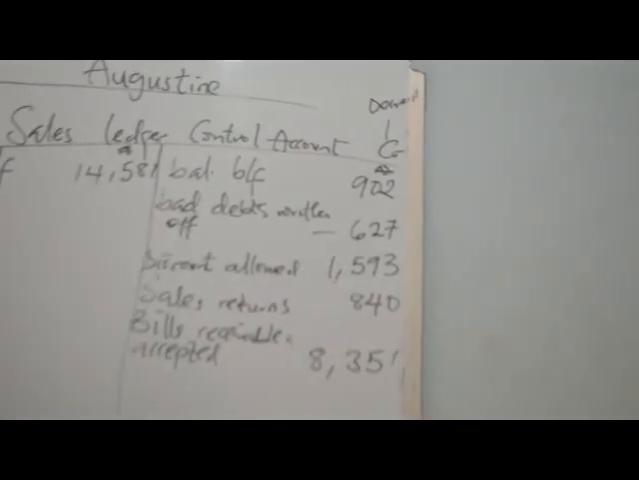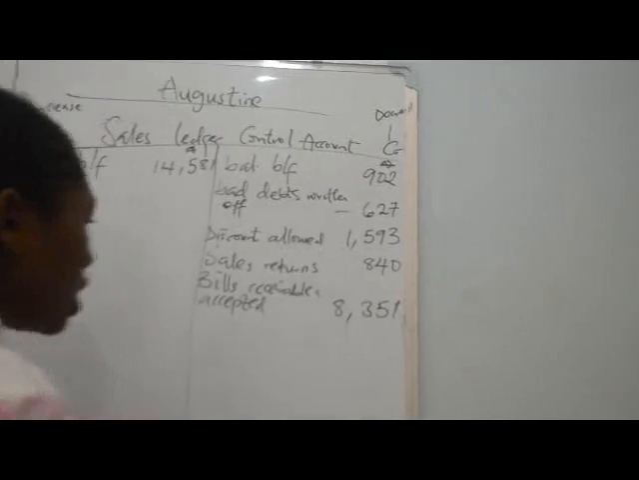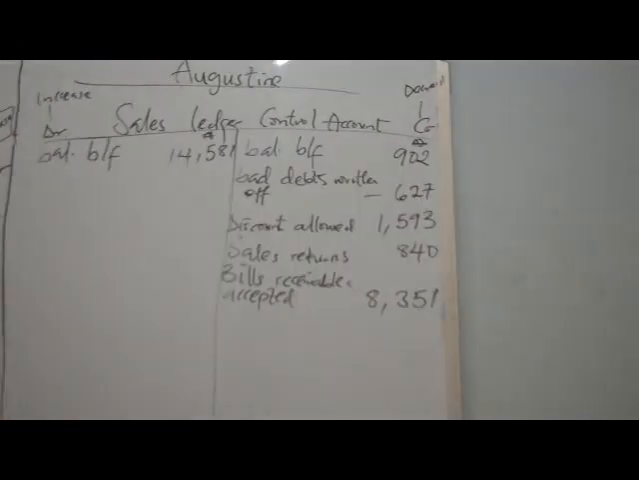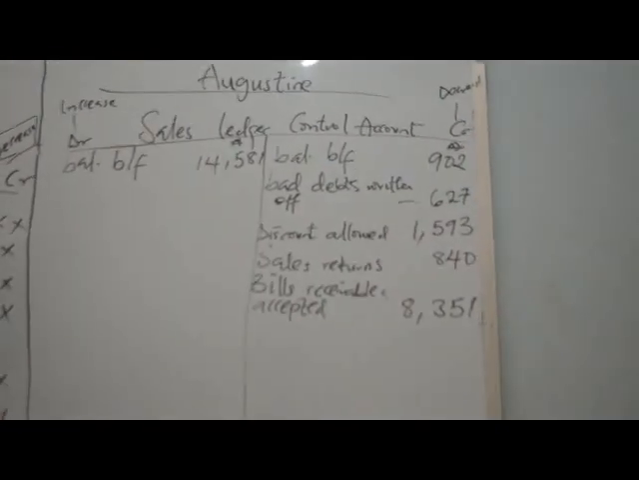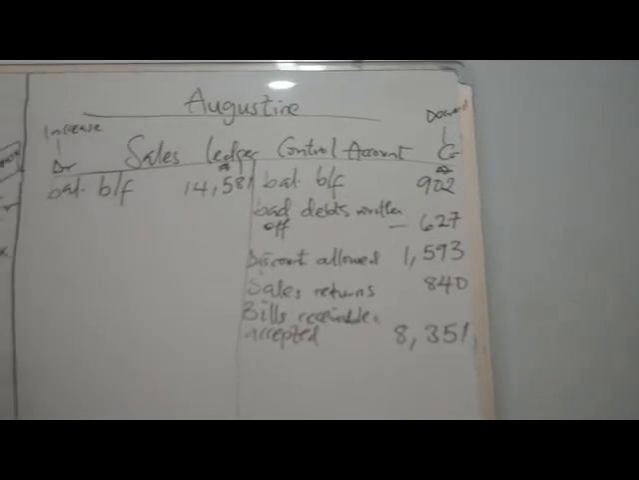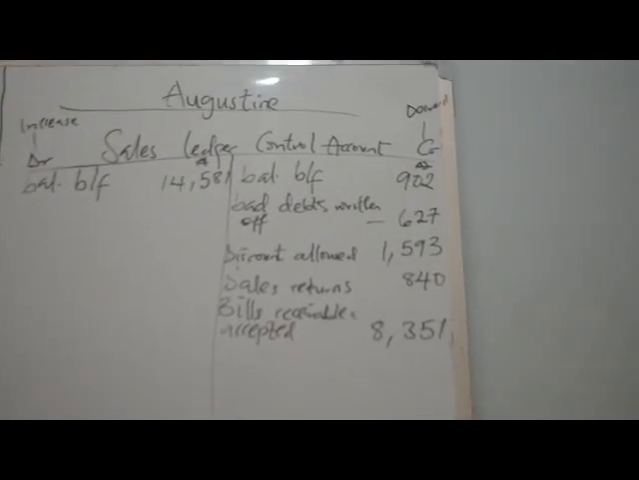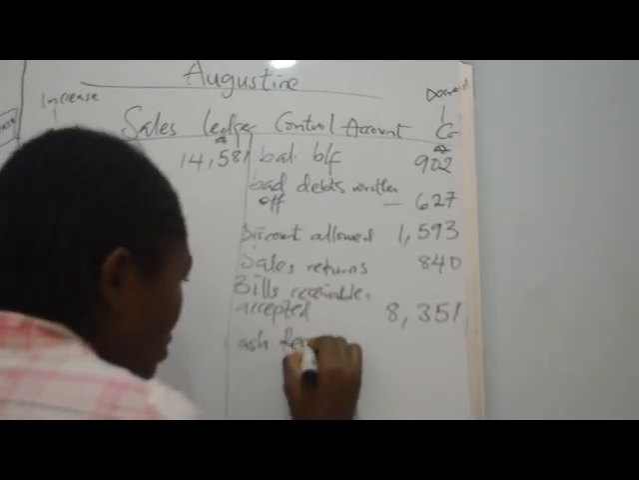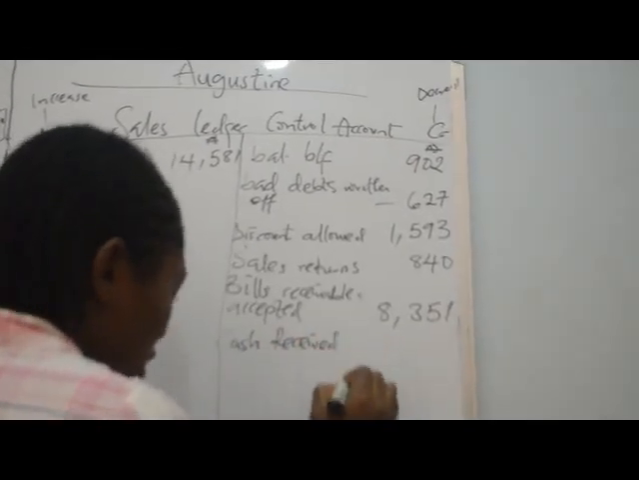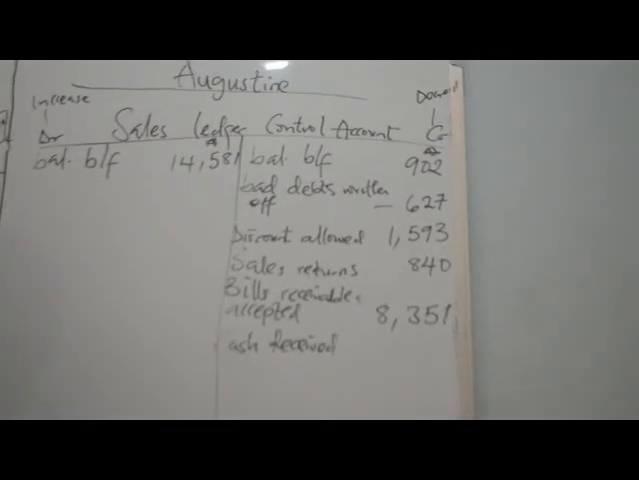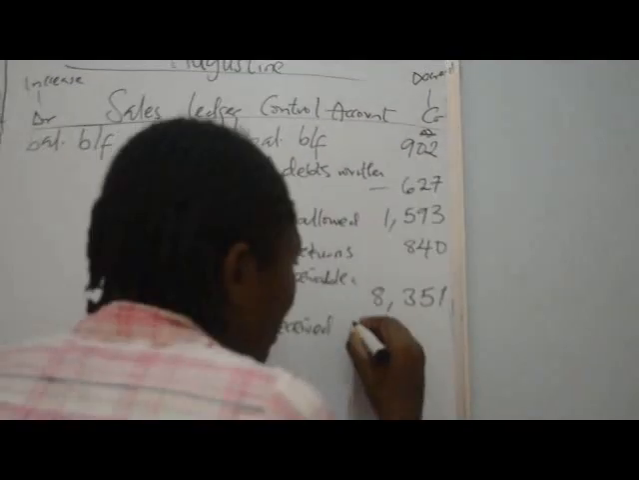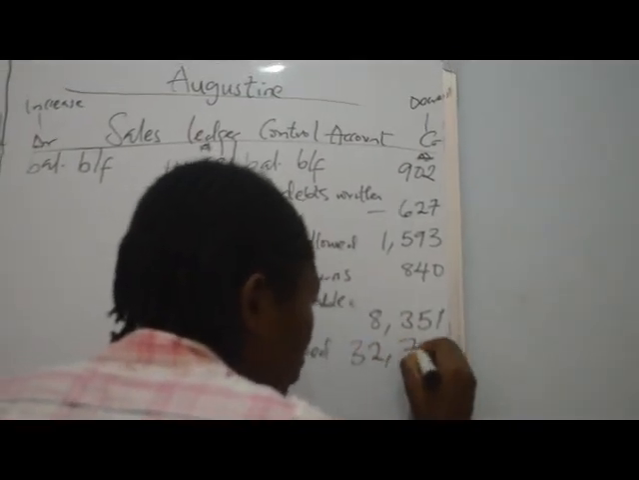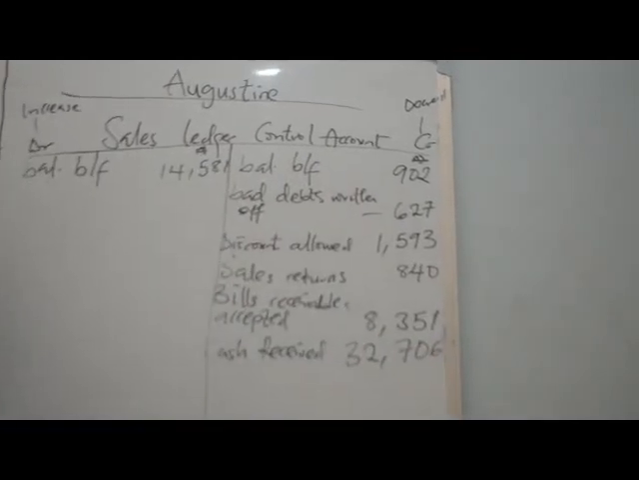8,351 naira. Right? Okay. The next one we have is cash received from customers. Now, cash received from customers will also reduce the amount owed to us, okay? So we have cash received, and our cash received is 32,706. So we have 32,706 naira.